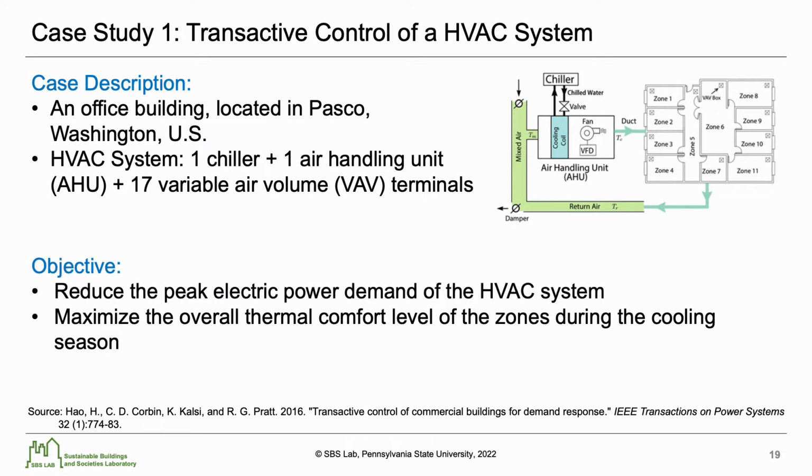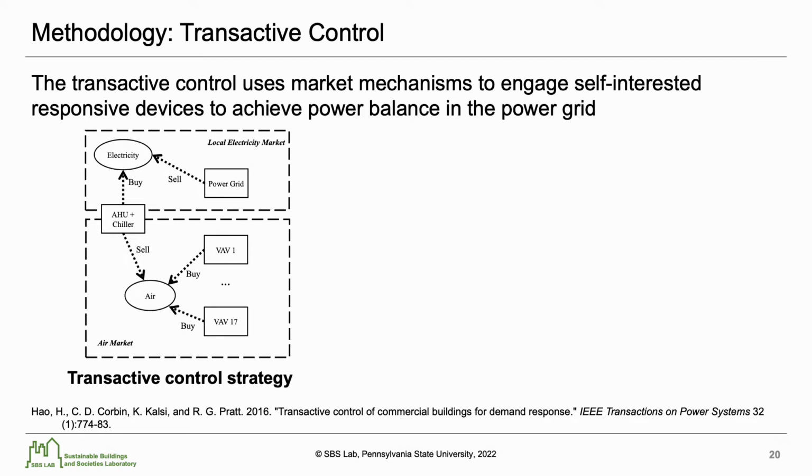The control objective of this B2G control is to reduce the peak electrical power demand of the HVAC system, while maximizing the overall thermal comfort level of the zones during the cooling season. The optimization problem defined in this case study can be solved in a distributed manner with a transactive control strategy. The transactive control strategy creates 2 virtual markets, an air market with conditioned air as the trading commodity, and a local electric market with commodity being electricity.